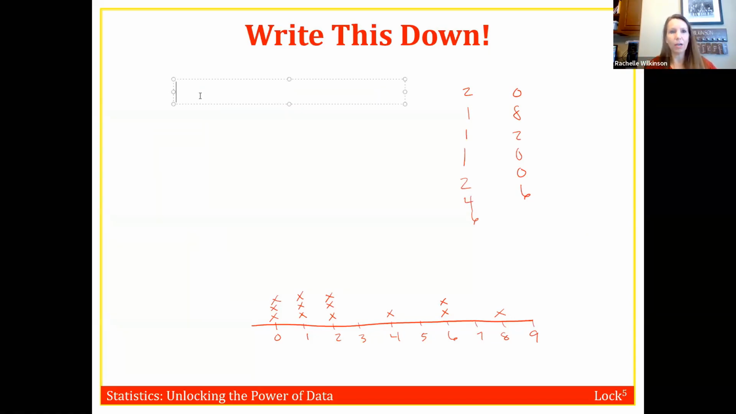The second graph that we have for quantitative data is called a histogram. A histogram is similar to a dot plot in that it's going to help us see the distribution of a quantitative variable, but it's a little bit more structured. The x-axis on a histogram is a number line, just like with a dot plot. The y-axis is going to be frequency.